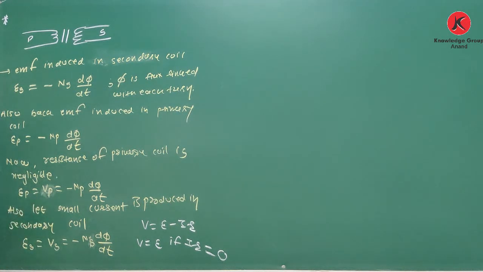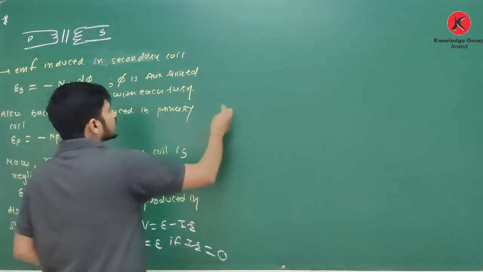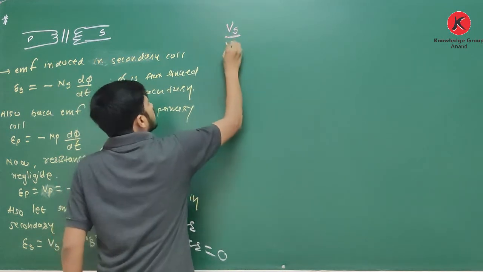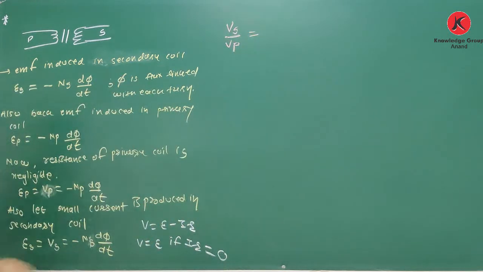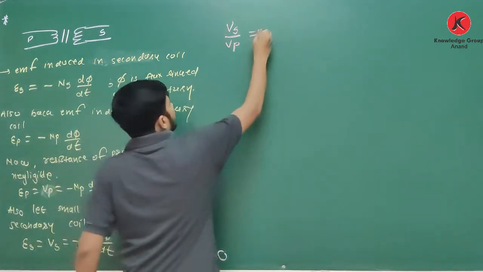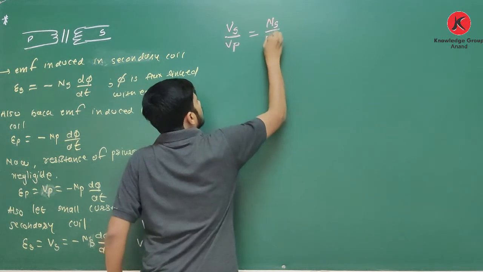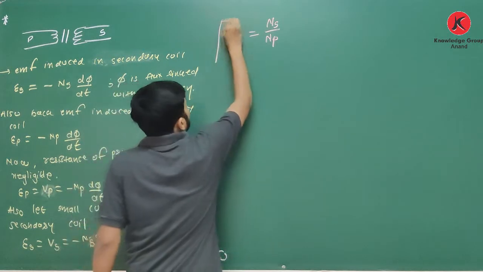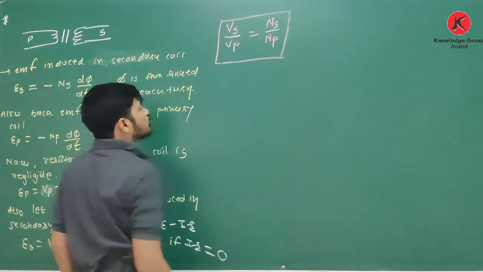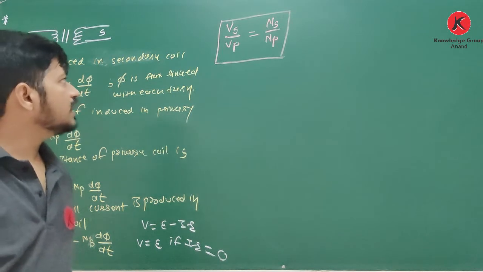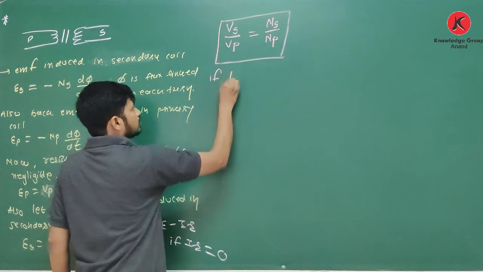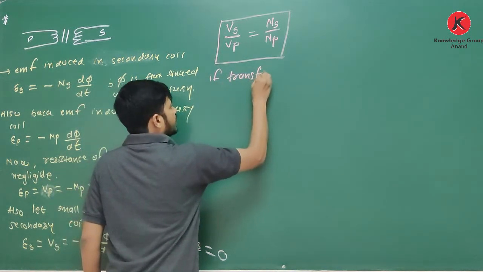Now if I take ratio of these two equations, I will get Vs upon Vp is equal to, minus minus cut, it is Ns upon Np. Clear about this? So yes, it is first equation that you have to remember, that is Vs upon Vp is equal to Ns upon Np. Clear about this? Now, if we have ideal transformer.